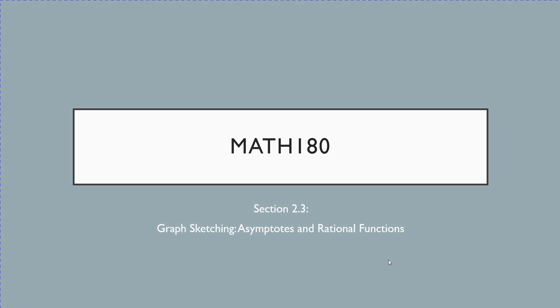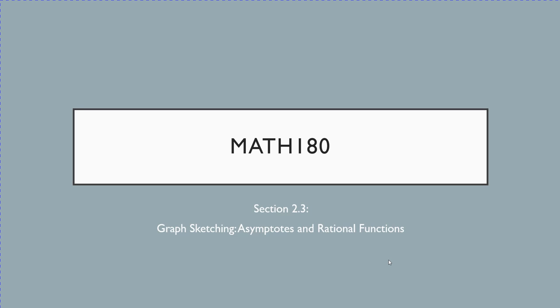Hi class. In this video I want to move into section 2.3, and this section is about graph sketching, so it's asymptotes and rational functions. I'm going to break this lecture into two videos. The first one I'm going to talk about what rational functions are and what the two types of asymptotes we could have are, the vertical and horizontal asymptotes.